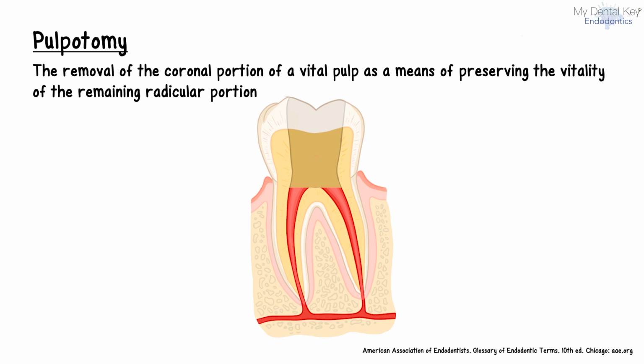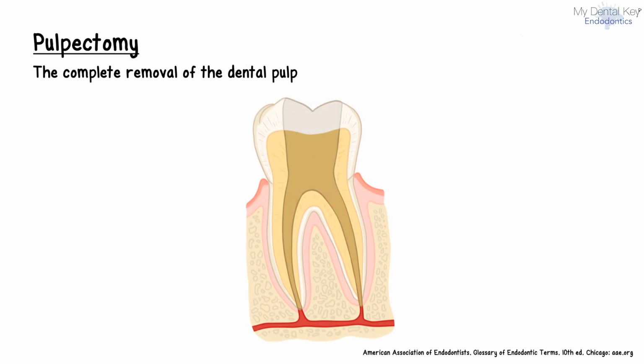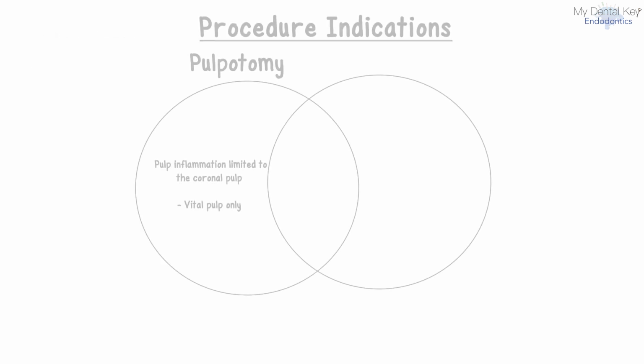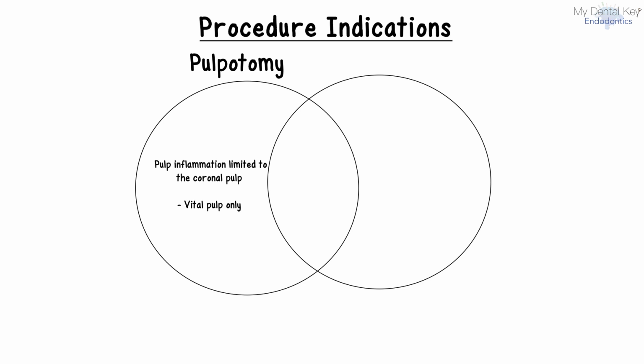So while the pulpotomy, whether partial or complete, deals with only the coronal portion of the pulp, a pulpectomy is a complete removal of the dental pulp, which includes both the coronal and radicular portions to the level of the apical foramen. It's important to understand when each procedure is indicated.